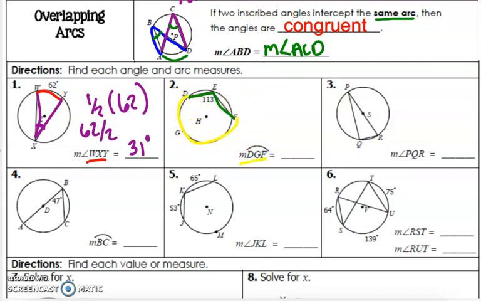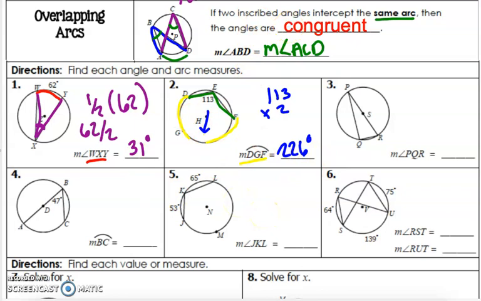Now it wants me to find the measure of that intercepted arc. Okay? And so now I'm going to be working backwards. So instead of halving it, I'm going to double it. So 113 times 2 is going to be 226 degrees. Okay? So that's how many degrees that arc would be.